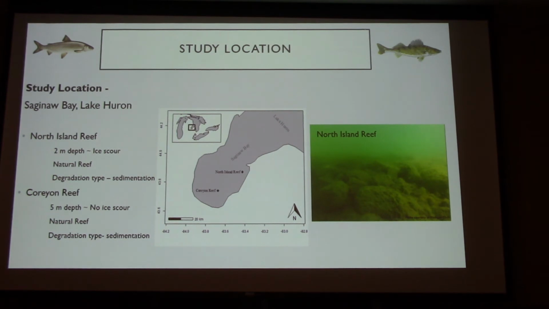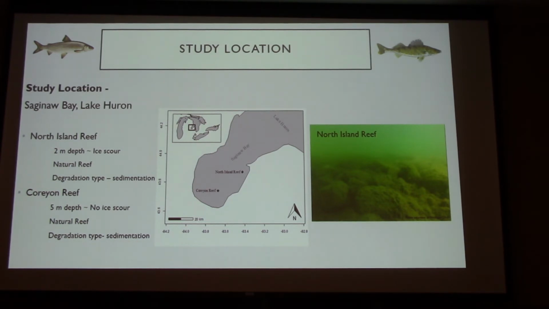We tested this on a number of different sites, but I'm only going to talk about 2 because we had the best results at these sites. I don't have that much time. These are both in Saginaw Bay, in the inner bay, not the outer bay. The first is North Island Reef. This reef has clear interstitial spaces, there's sedimentation, there are some resettled mussels, but this is because it's in really shallow water, only 2 meters of depth, and there's ice scour in the wintertime, which cleans out those interstitial spaces by moving those rocks around.